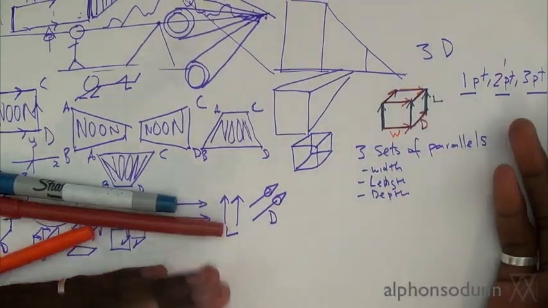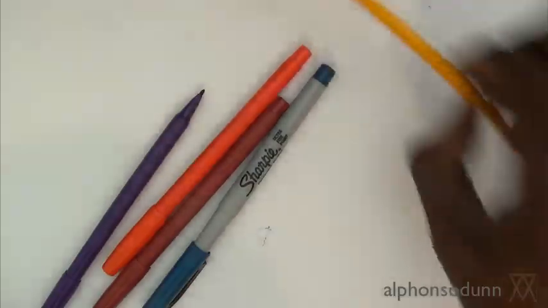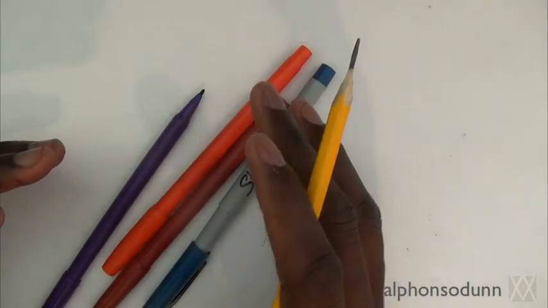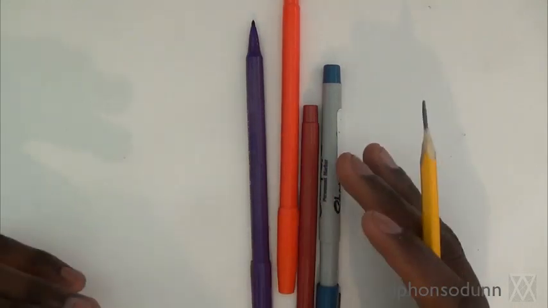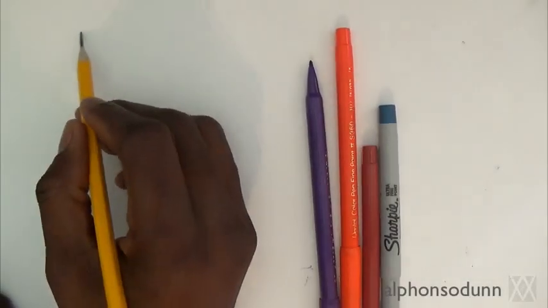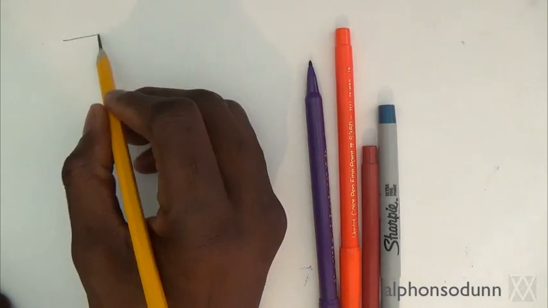So let's manipulate one of them. What I'm going to do is show you how to get a better understanding of what one-point perspective, two-point perspective, and so on are. I'm going to first draw a cube here.